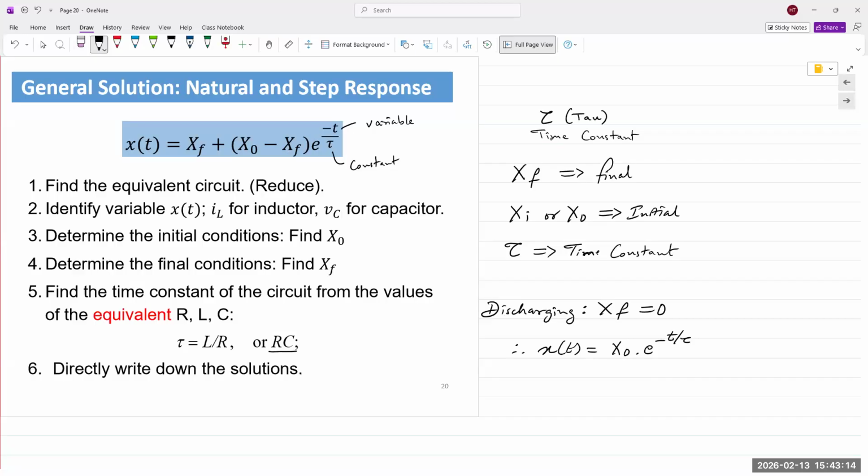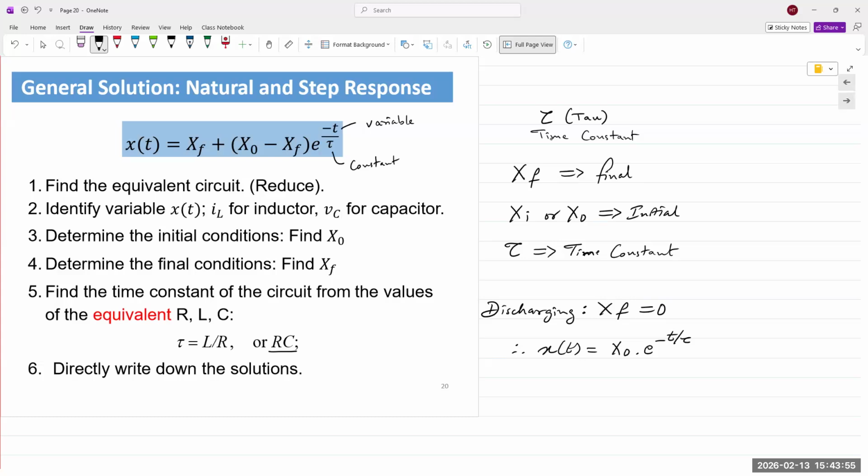So if x0 was 10 volts, and your time constant is, let's say, 5 seconds, well, after the first second has elapsed, it would have lost 63% of its charge, only be left with 36%. So from 10 volts, it would drop down to 3.6 volts. E raised to minus 1, which would be one time constant.